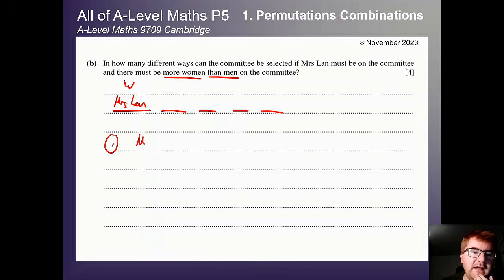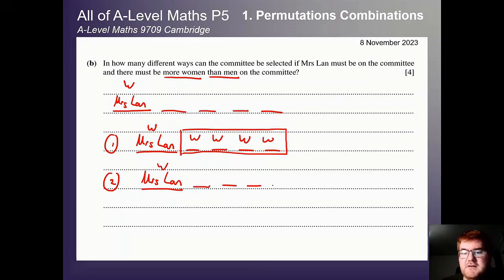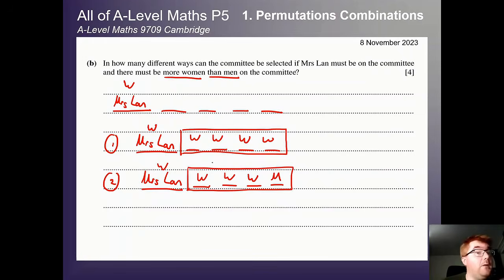So we've got a couple of situations we can consider here. Situation 1. We have Mrs. Lan, who is a woman, and we could have all women on the committee. So for these 4 slots, we ignore Mrs. Lan because she's already chosen. From these 4 slots, they all need to be women. Or we could have a situation where Mrs. Lan is on the committee, and we have 4 slots, and in this case we have 3 women and 1 man. That still gives us a majority of women on the committee, 4 women and 1 man.